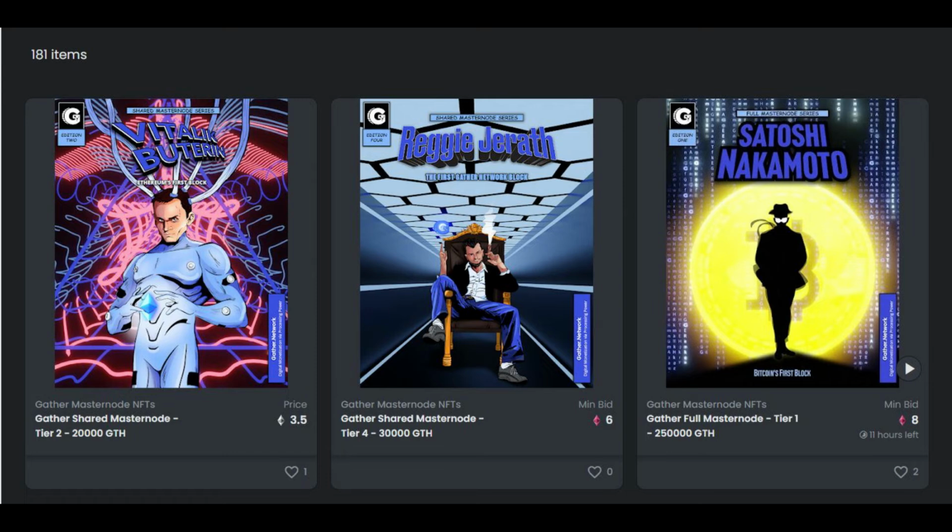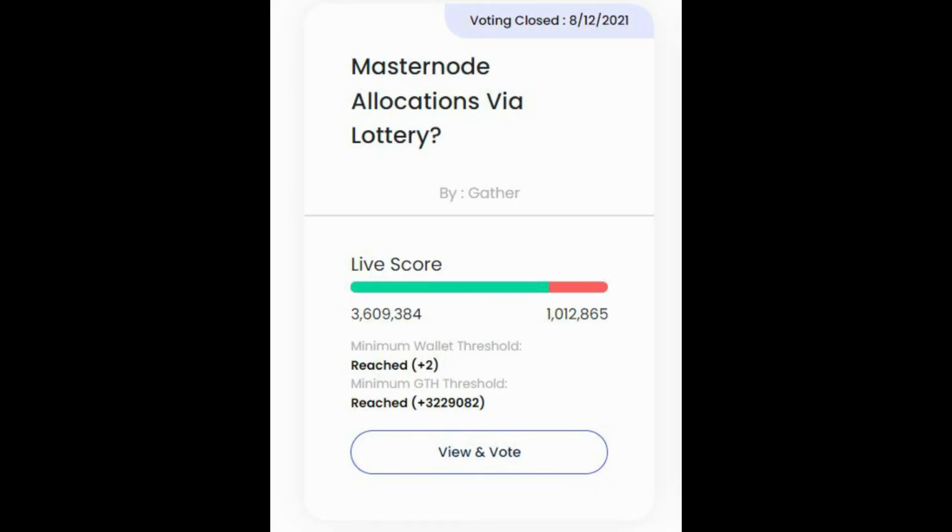Gather Network officially allocated a few masternodes and shared nodes recently by following a lottery process, where interested investors were required to register and do their KYC to be able to enter the lottery. The decision of the lottery was again managed via a governance voting proposal where the community voted for a lottery.